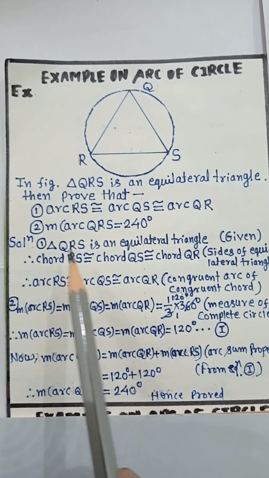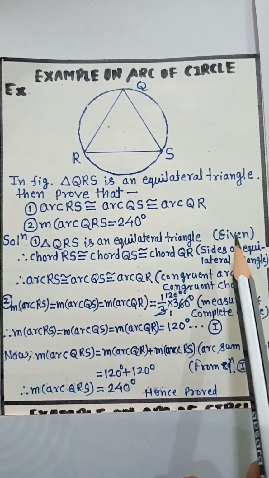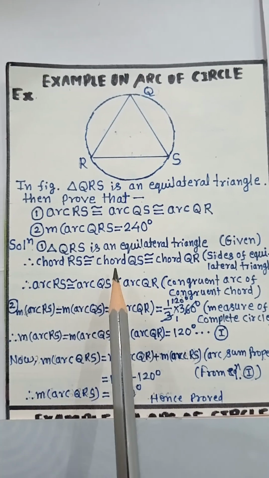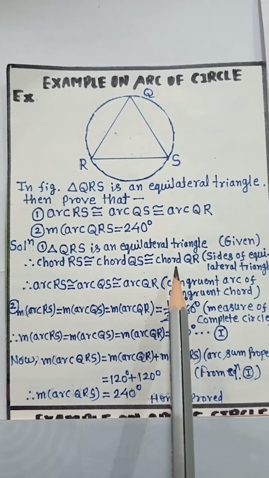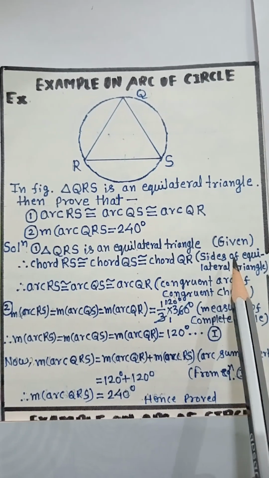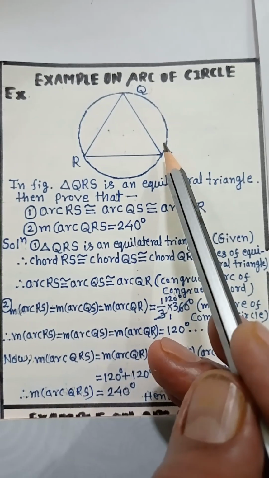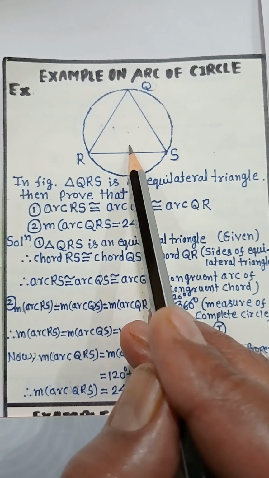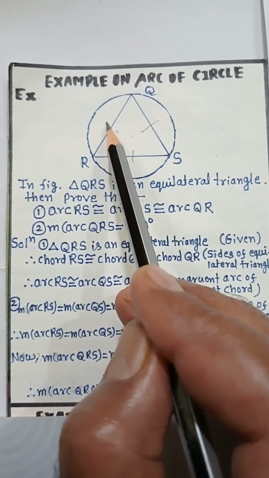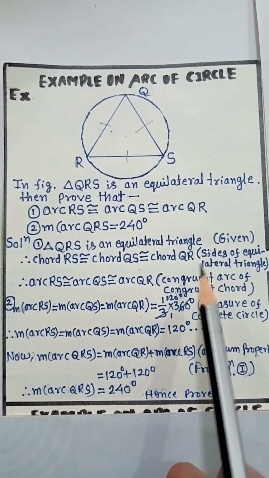First, triangle QRS is an equilateral triangle. Reason is given. Therefore, chord RS congruent chord QS congruent chord QR. Reason is sides of an equilateral triangle.